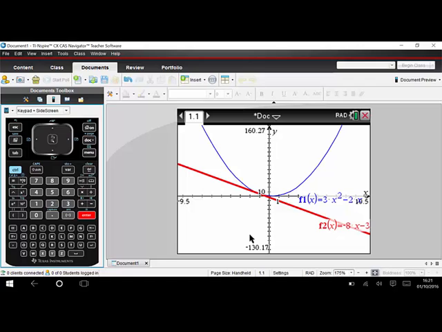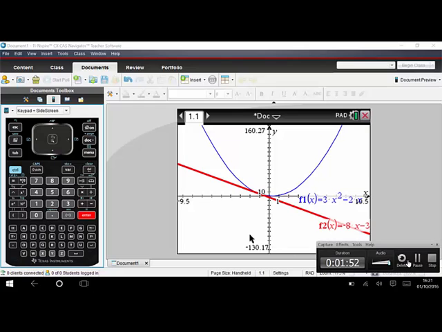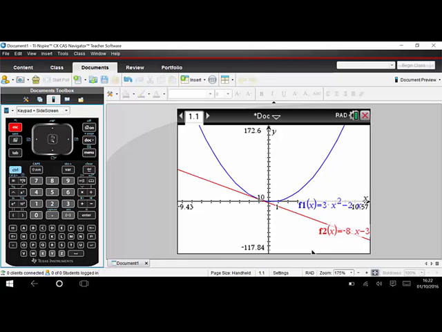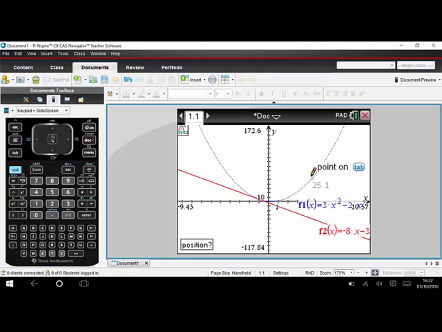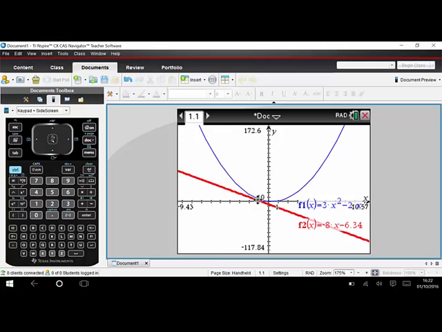Now, I'm going to pause this one more second. There are multiple ways you can do this in the graph. One thing I can do is say analyze graph dy/dx, click on the blue graph, and then move the point to where we want it to be. We want it to be at negative 1. If I put it right here at negative 1, it says negative 8. That tells me that the slope of the tangent line is negative 8, which confirms what we have here.